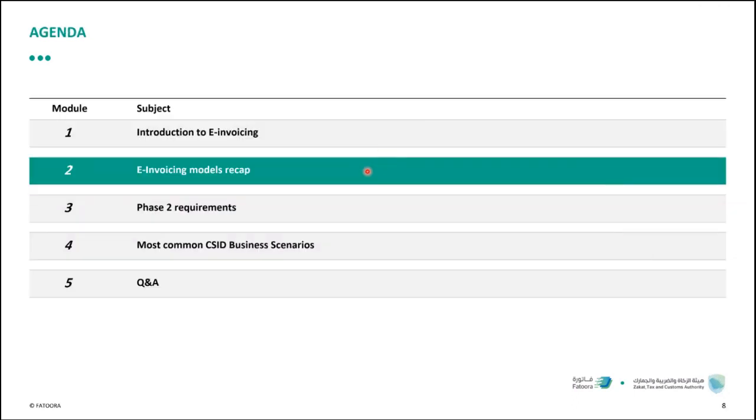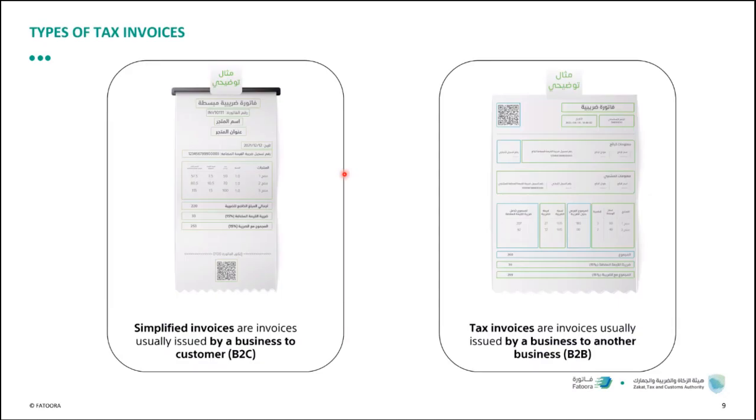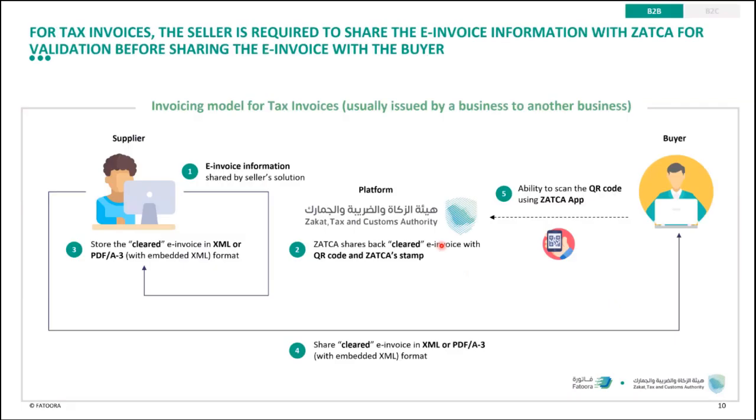So let's have a look at the two models that are intended in the invoices. We have two main models. We have the simplified invoices, which is targeted toward business to customers, which is the B2C, and the second one, which we call the standard tax invoice, which is targeted towards the B2B or business to business. Here are some examples for each type. So how would the model differ when it comes to integration with ZATCA?